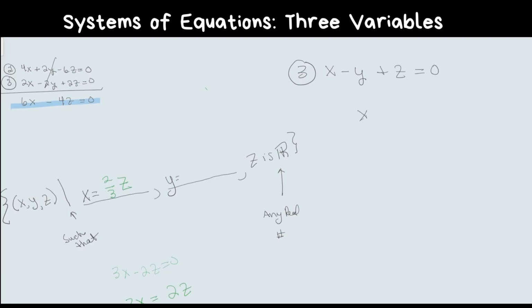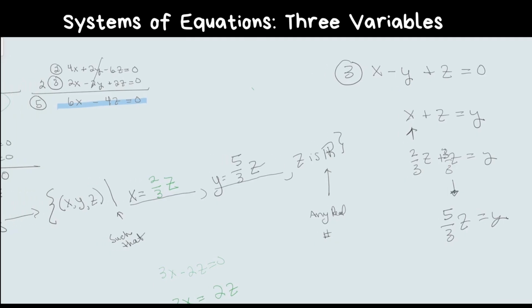So I'm going to add y to the other side. x plus z equals y. Now, I'm not done though, because I want this equation to be just z's. Well, I know that x is 2/3 z. So one more time for good measure, 1z is 3/3. So it is 5/3 z equals y. Holy smokes.